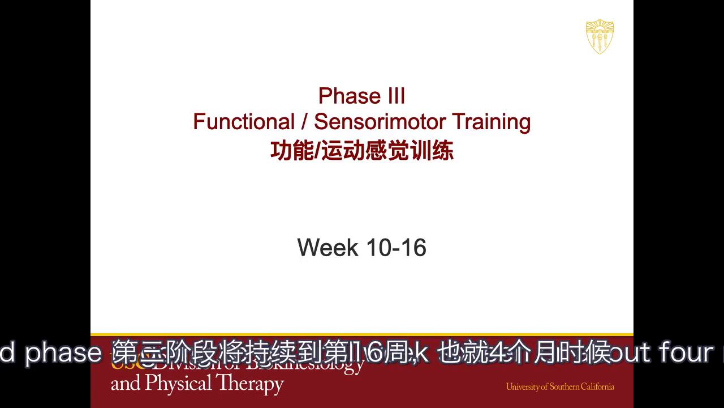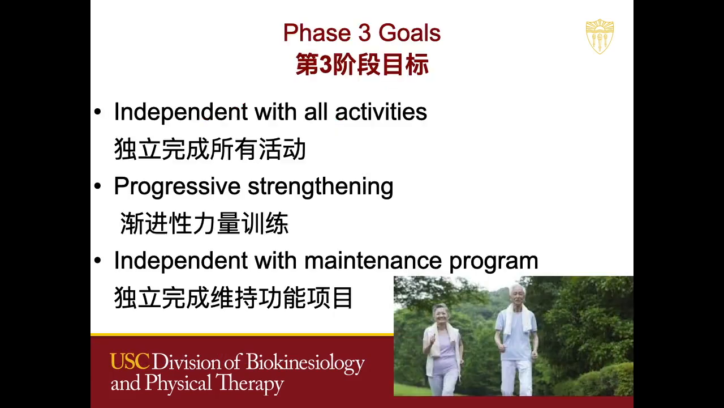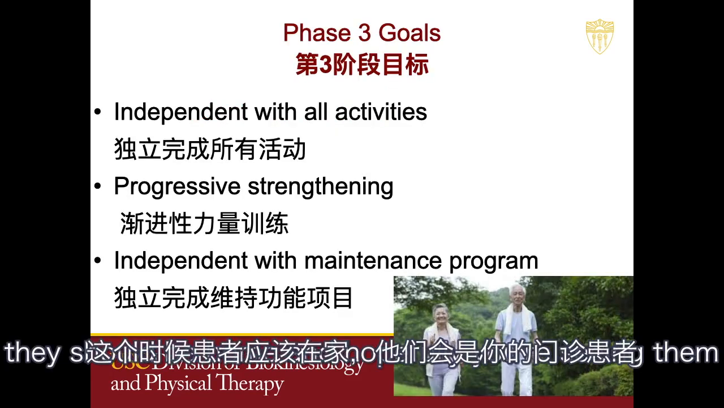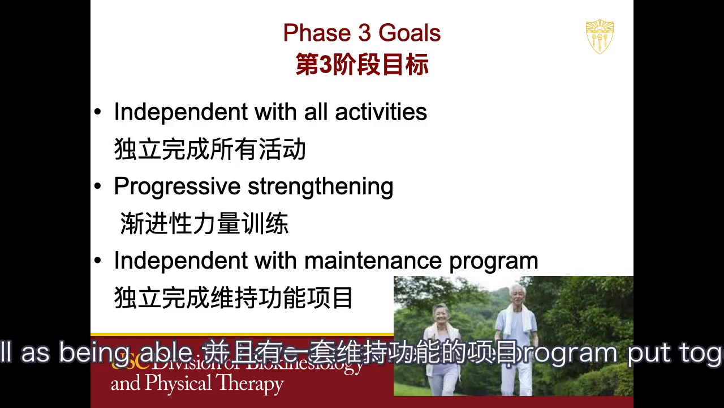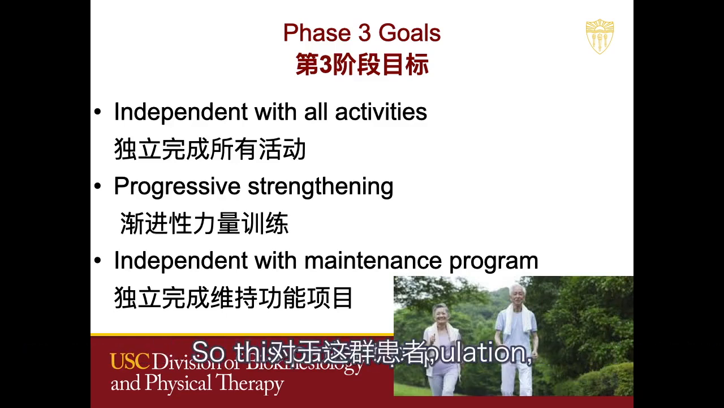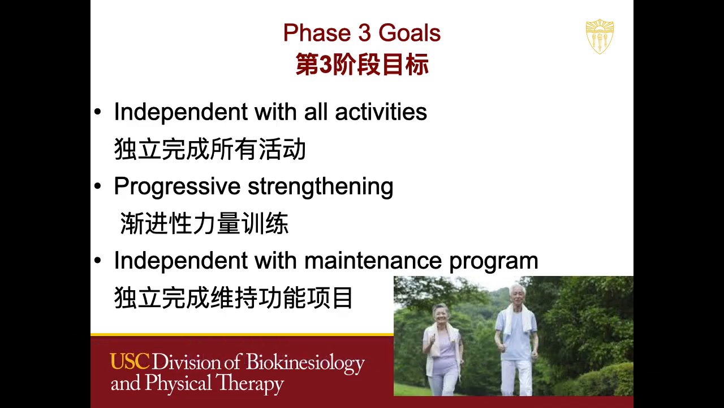The third phase is going to go until week 16, or about 4 months. At this point, they should be home, and hopefully you're seeing them as an outpatient. They should become very independent in their activities, as well as being able to have a maintenance program put together. With this patient population, we really want to make sure that they're active, that they're excited about being active, and that they continue to be active by the end of phase 3.